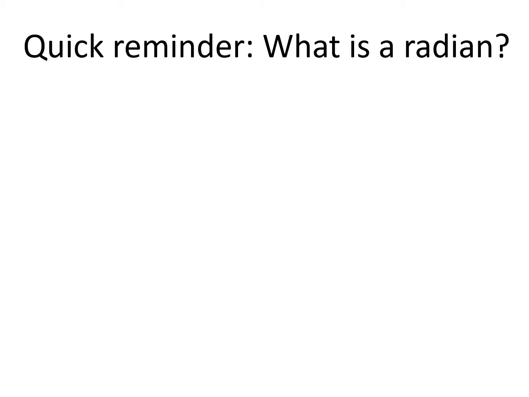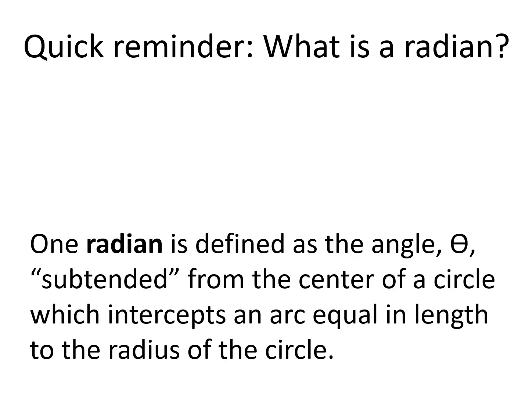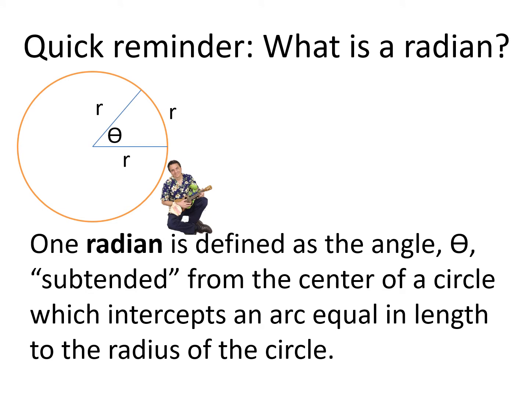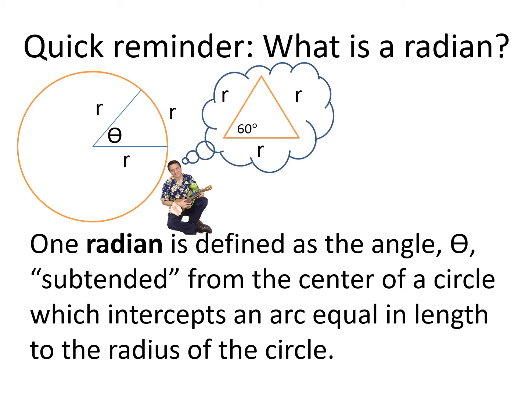What is a radian? 1 radian is defined as the angle, theta, subtended from the center of a circle which intercepts an arc equal in length to the radius of the circle. You can think of this as taking an equilateral triangle and squeezing 2 of the legs a little bit till it bulges on the other side.